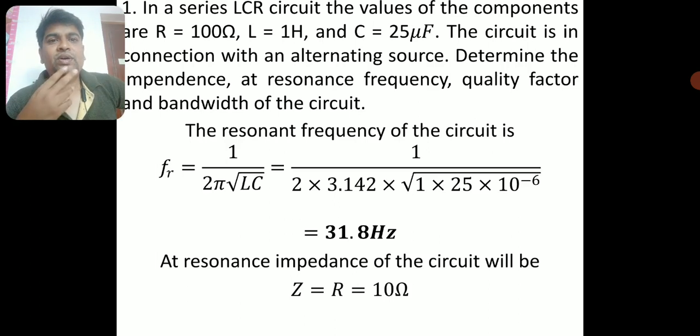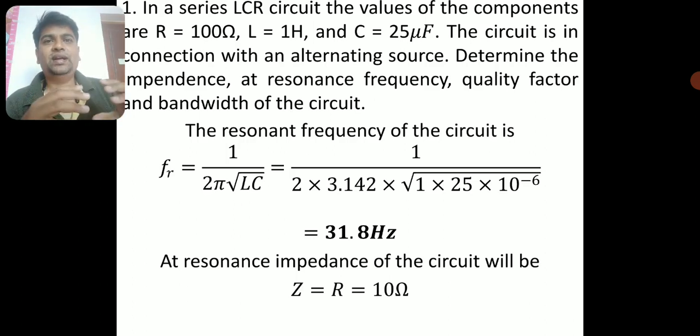Now, impedance at resonance. They have asked me to calculate the impedance at resonance also. Impedance at resonance will be simply equal to the resistance. That's a very simple thing, but you should know that. Students, you should know this concept that at resonance, the impedance is equal to the resistance of the circuit. So impedance Z is equal to R at resonance, because XL is equal to XC. At resonance, the inductive reactance is equal to the capacitive reactance.